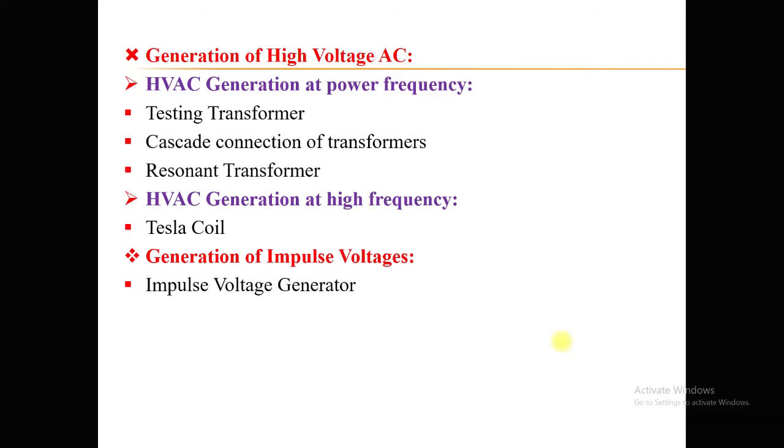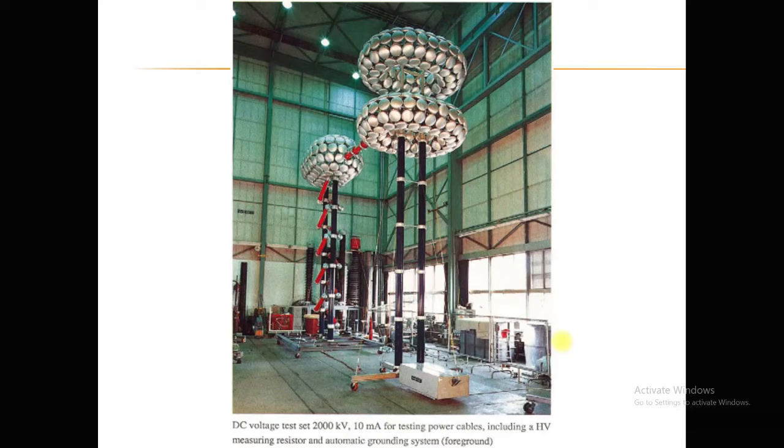Let me show you some photographs so that you can have a better idea of how these equipments look when you are visiting high voltage laboratories. Here you can see the high voltage DC test setup. This is the voltage multiplier circuit which produces 2000 kilowatt, and to measure the voltage generated by this voltage multiplier circuit, a resistance potential divider is used.